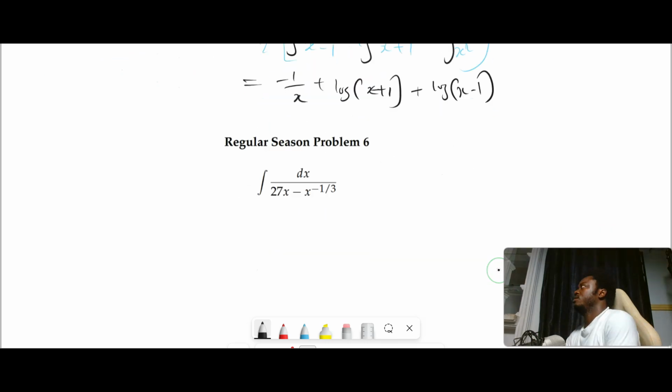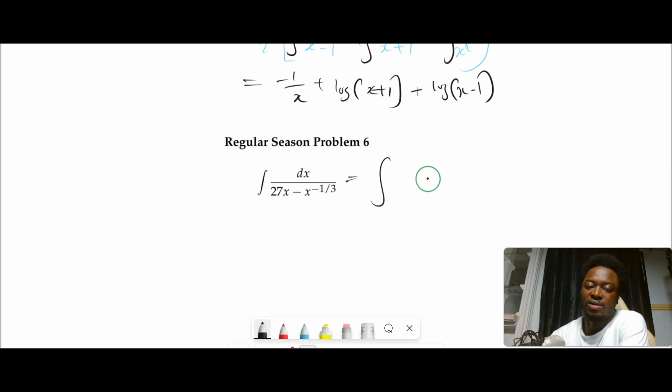Now this one here, okay, problem 6. What we should do here is to multiply top and bottom by this, obviously. That's the first thing that we should do. We don't have anything better.